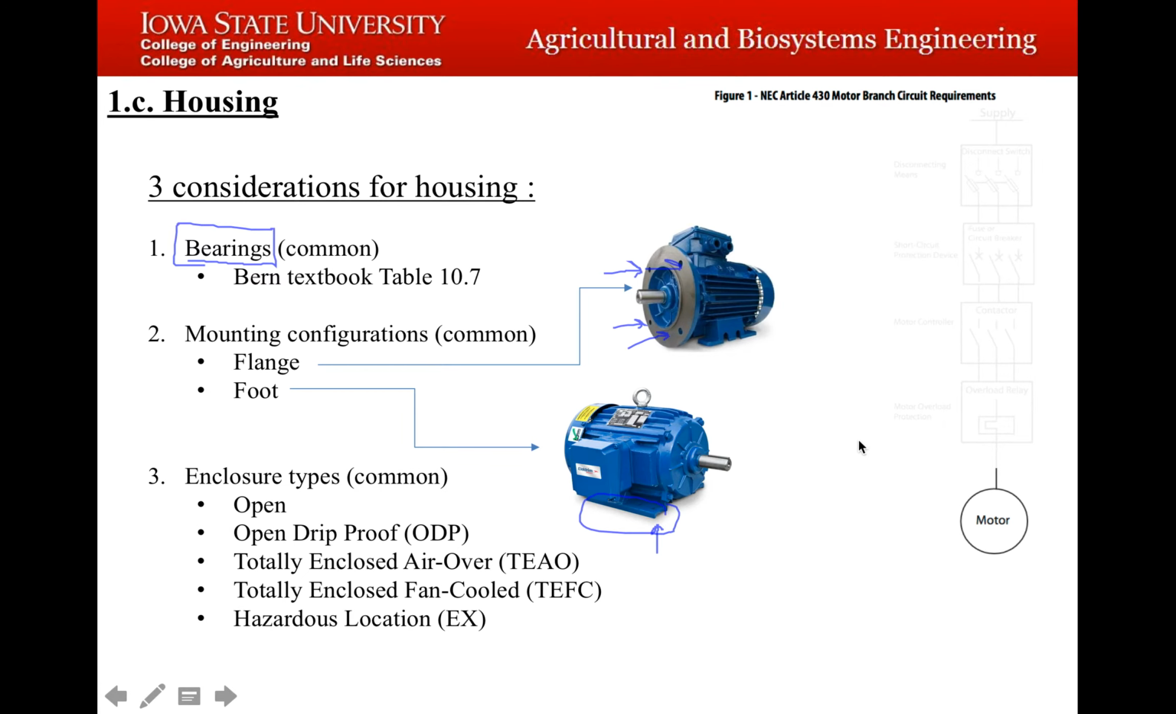We also want to look at, even more importantly possibly, the enclosure type. And there are common enclosure types. Open enclosure, where air flows in and out. We can see into it. We can see, to some degree, the windings internally. There's also open drip proof. Okay, so it's open, but we can't drip water into it.